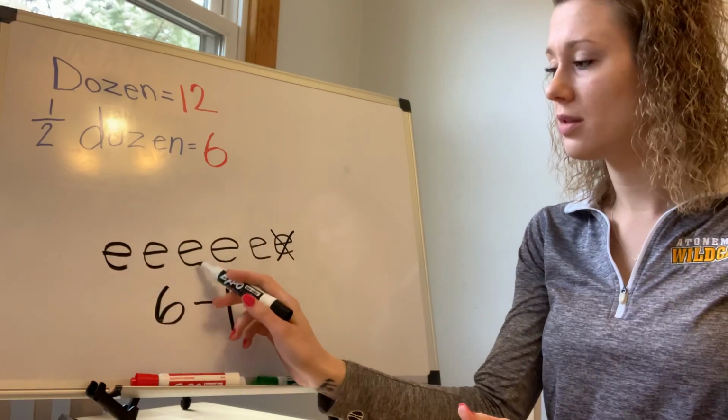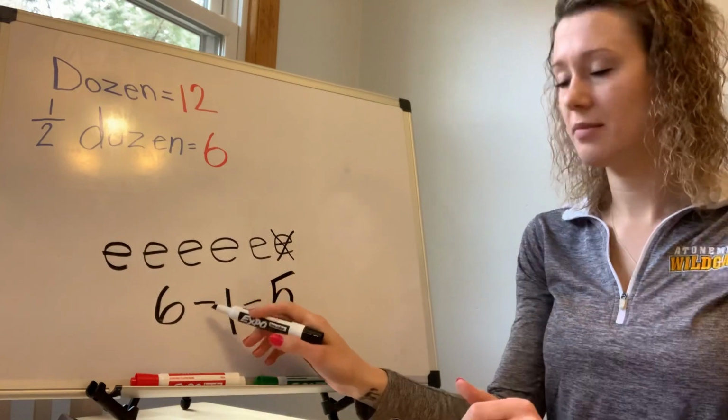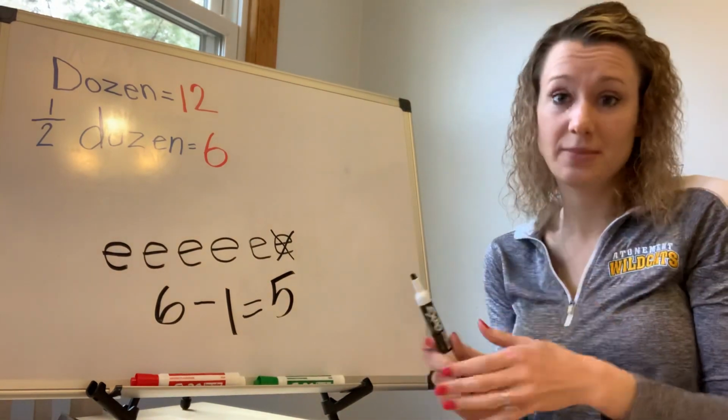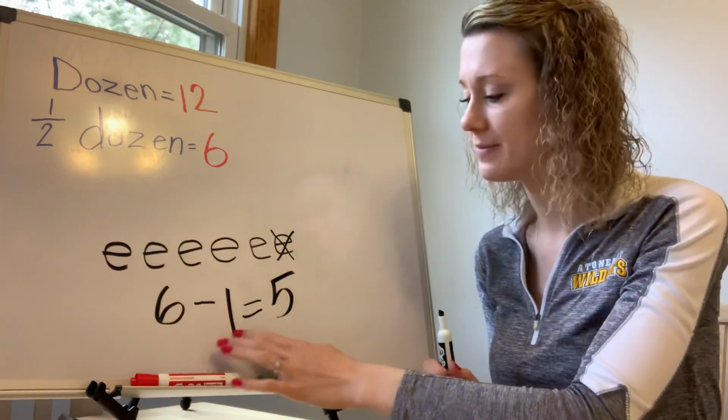1, 2, 3, 4, 5. 6 minus 1 equals 5. And we can add up to double check. 5 and 1 more makes 6. So I know our number sentence is right.